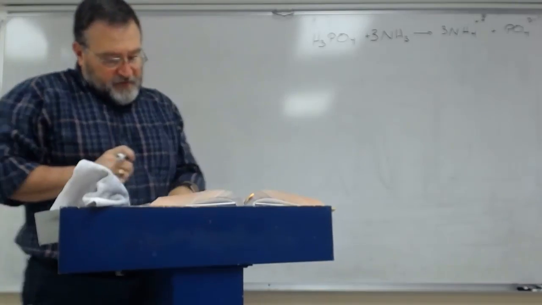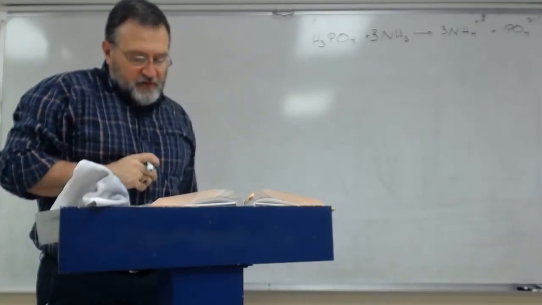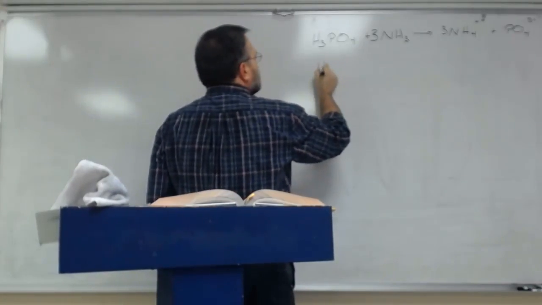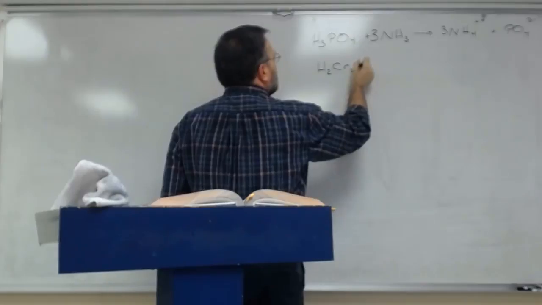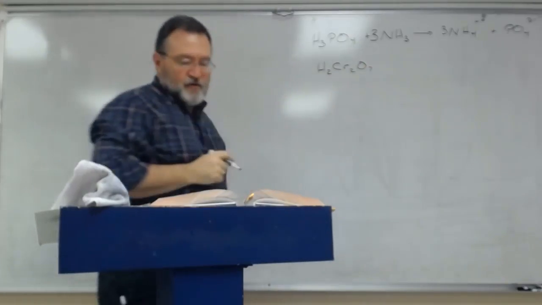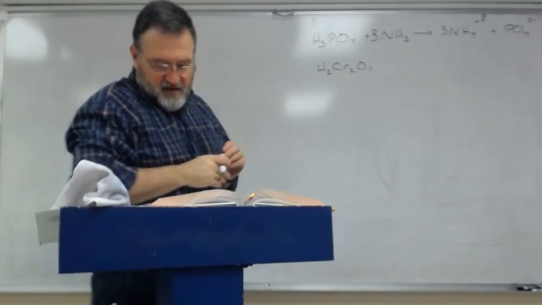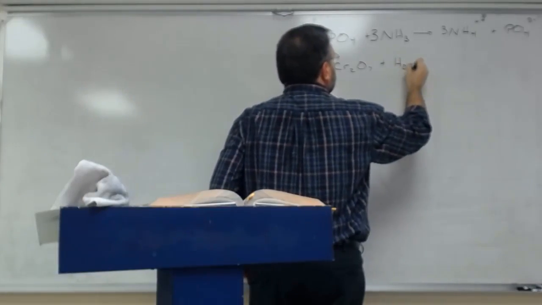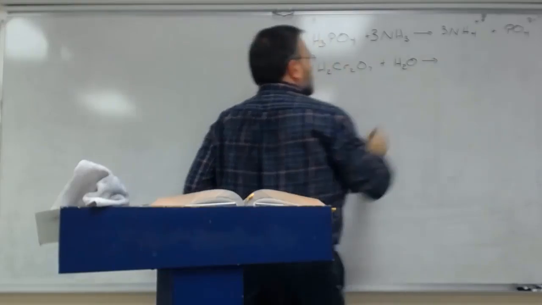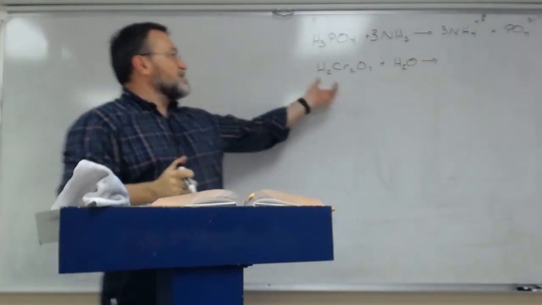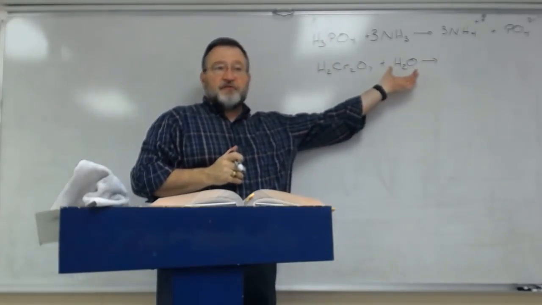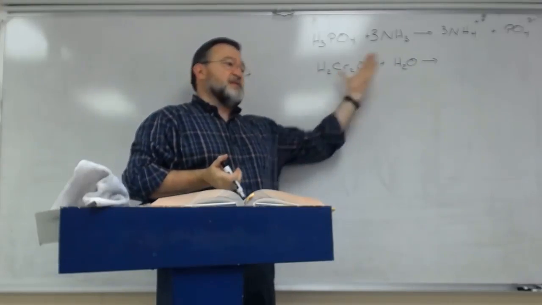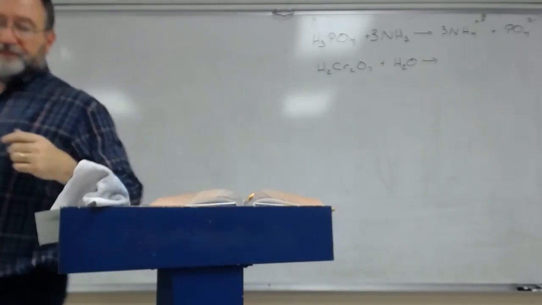There's a second problem here in the book. What's the reaction that occurs between H2 dichromic acid and water? Okay, so dichromic acid and water. Water is amphiprotic, so therefore it can be a base. Since we have an acid and it can function as a base, we have acid-base chemistry.